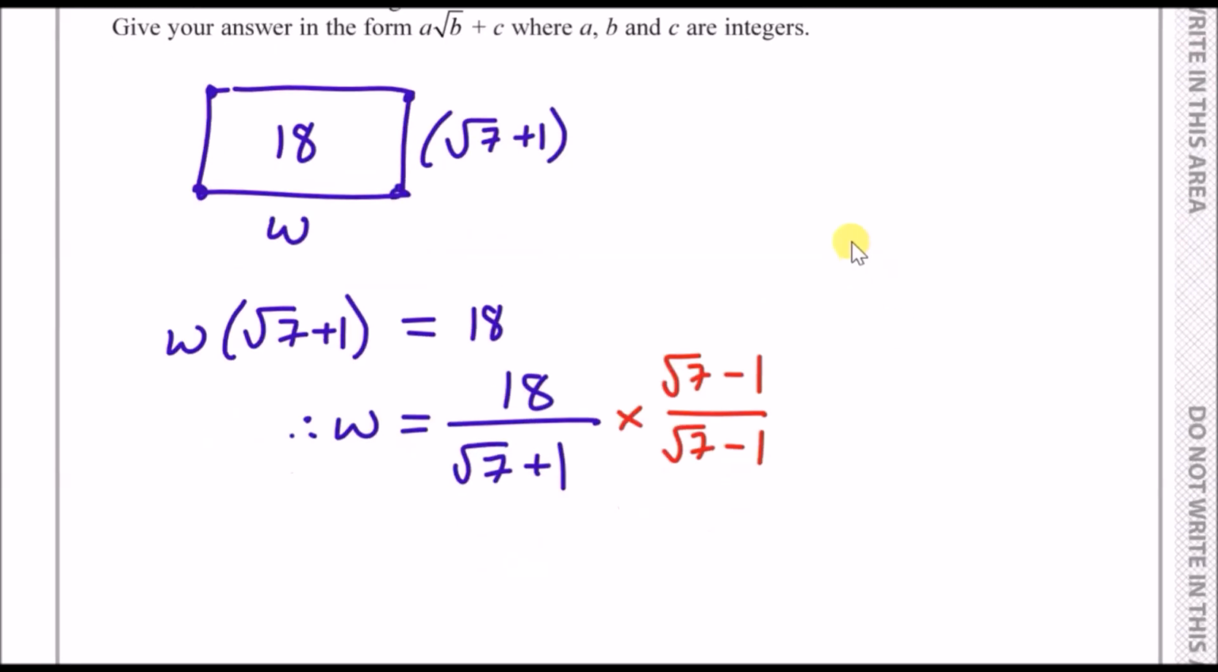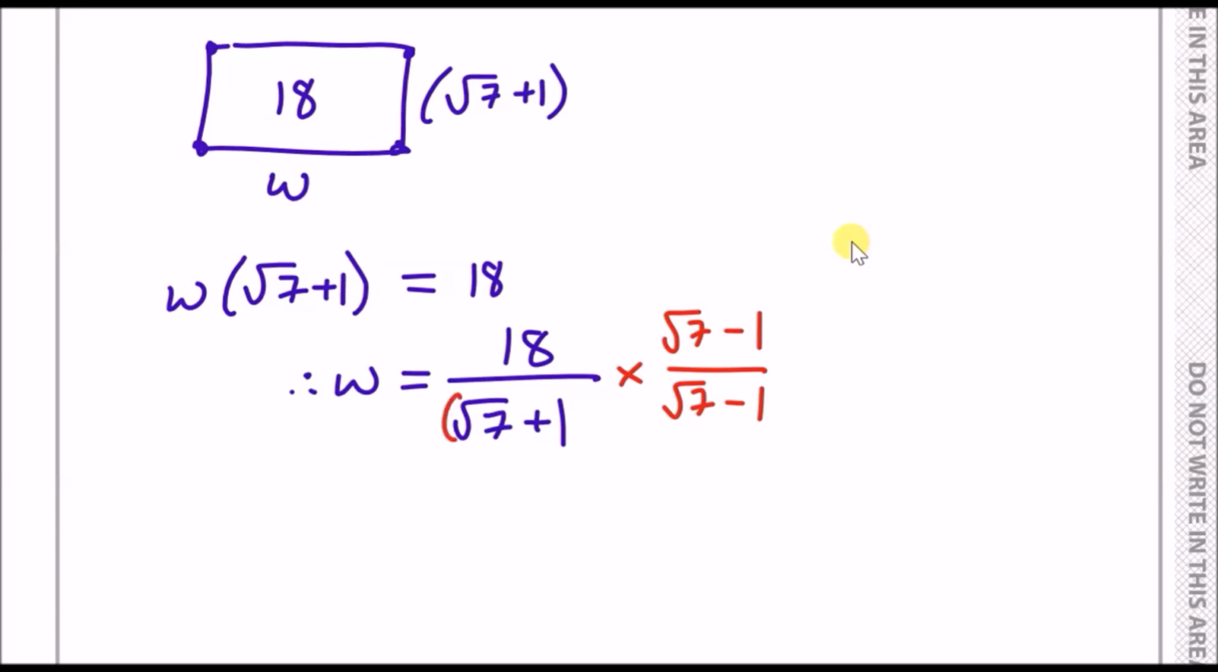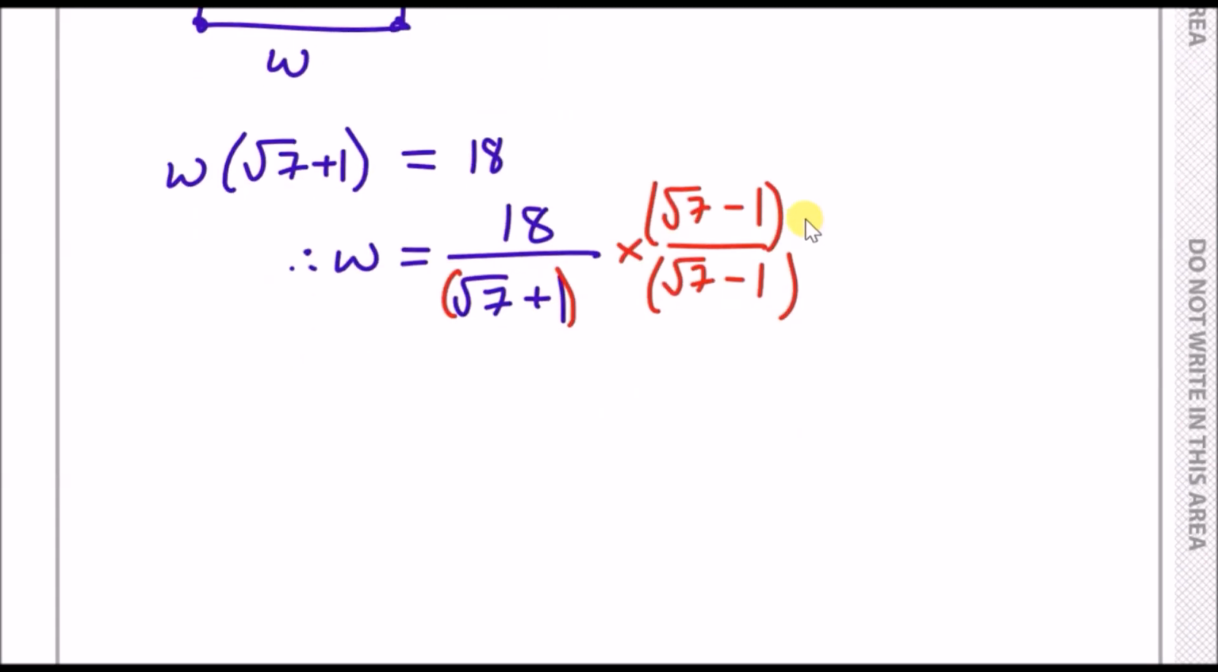Now doing this, and always put a bracket around these guys, let's go ahead and just expand it out now. So on the next line, you're going to have 18 times the top half. Just keep it as 18 bracket root 7 minus 1 for now, yeah? And on the bottom line, you're going to have root 7 times root 7, which is a whole 7. You're going to have root 7 times minus 1, which is minus root 7.